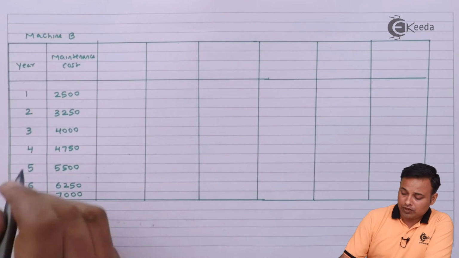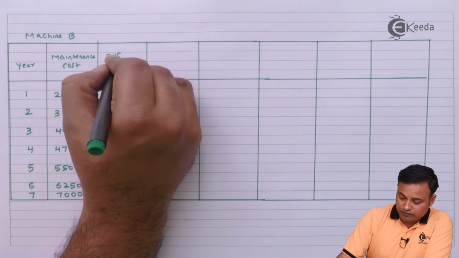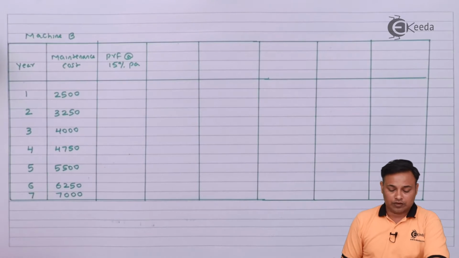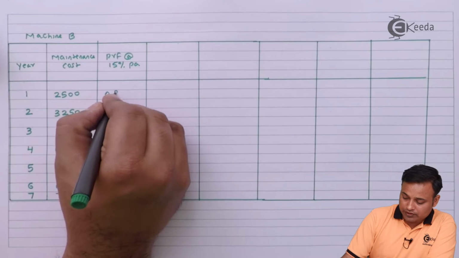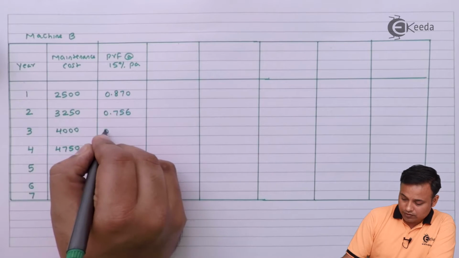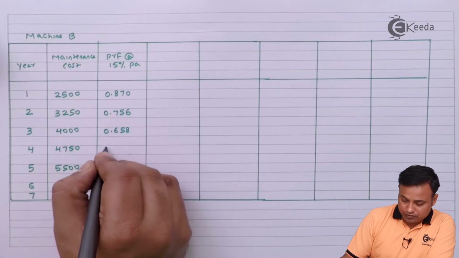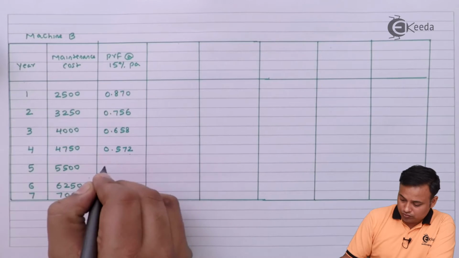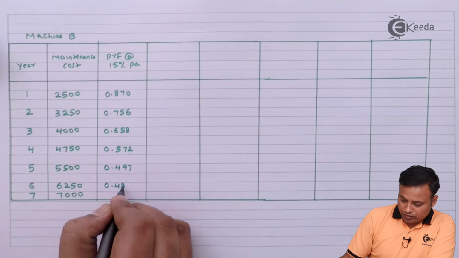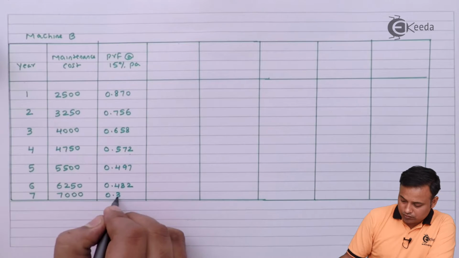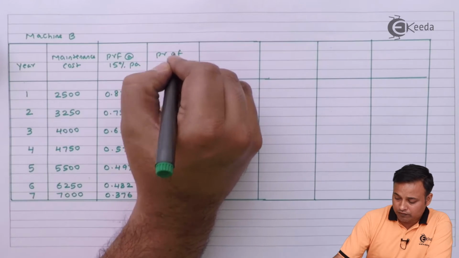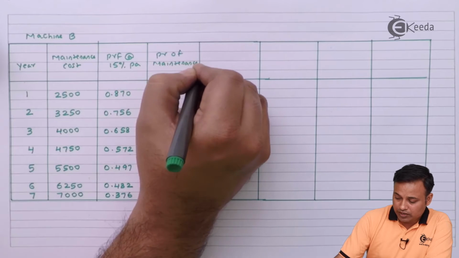The next column will be present value factor at 15% per annum. We'll just copy the numbers from the previous table, which are 0.870, 0.756, 0.658, 0.572, 0.497, 0.432, 0.376. Then we'll multiply this to get the present value of maintenance cost.